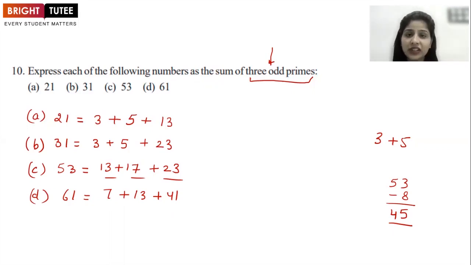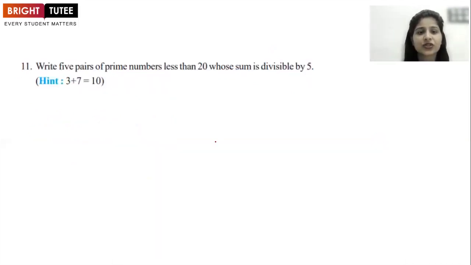So you start with three and then write five and then try to add a number, or you see how much is left. Like we did 45. Okay, 45 was not a prime number, so we did not take it, so we had to figure out some other triplet. And that became 13, 17 and 23, like that. Moving ahead with the next question.